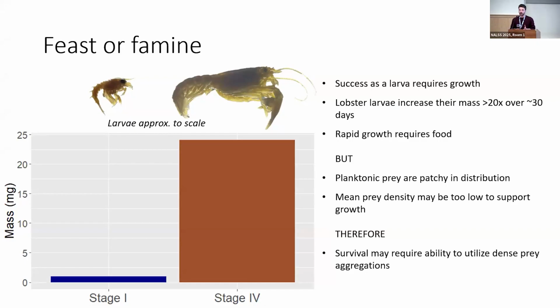However, the planktonic prey that larvae rely upon are very patchily distributed within the surface oceans. And the mean density of prey that's available to them is likely not enough to support the type of rapid growth that we see and that they need. So to meet their energetic needs and their growth needs, they may need to rely upon aggregations and dense abundances of prey that are otherwise not available in average situations.